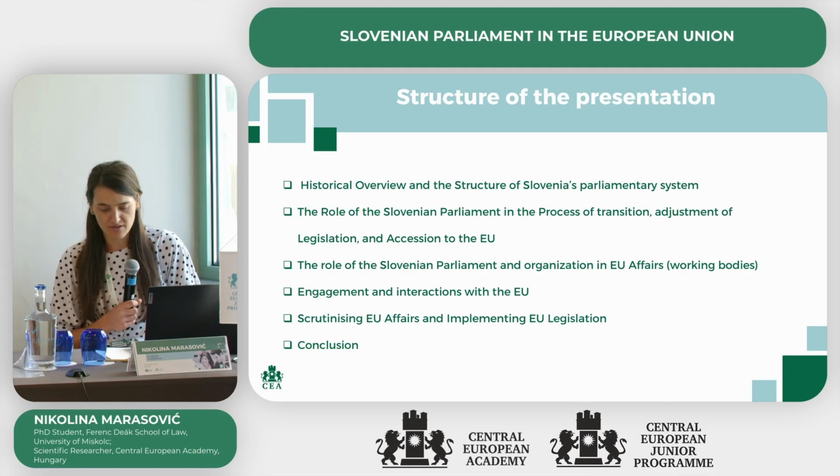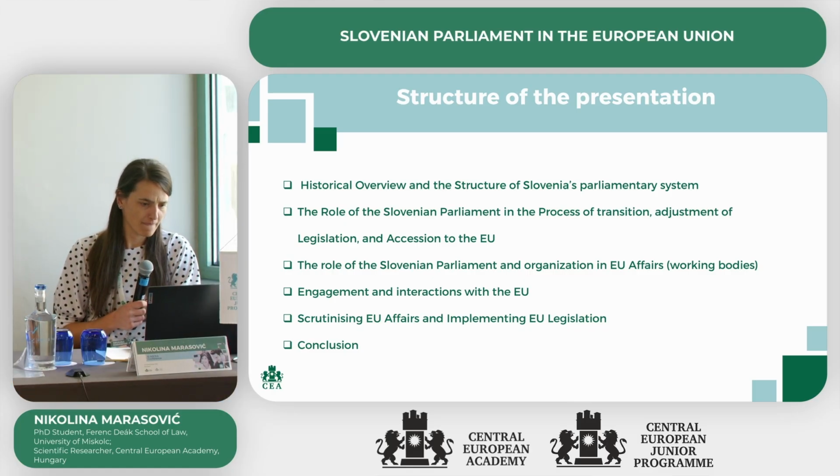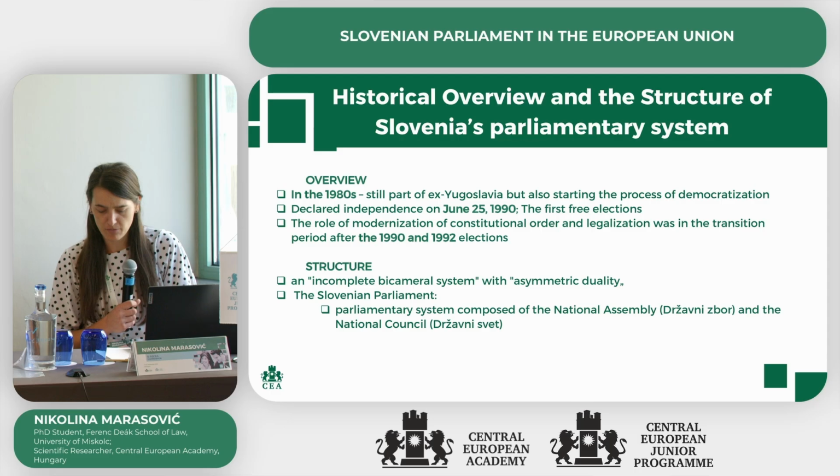So the Slovenian parliament had features of an incomplete bicameral system, which is based on asymmetrical duality. So the National Council has less authority and fewer competences than the National Assembly, in accordance with chapter 4 of the Slovenian Constitution.